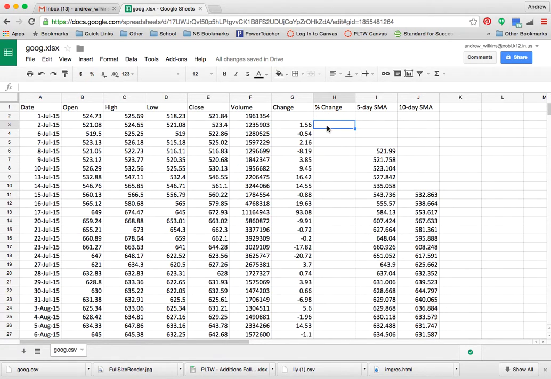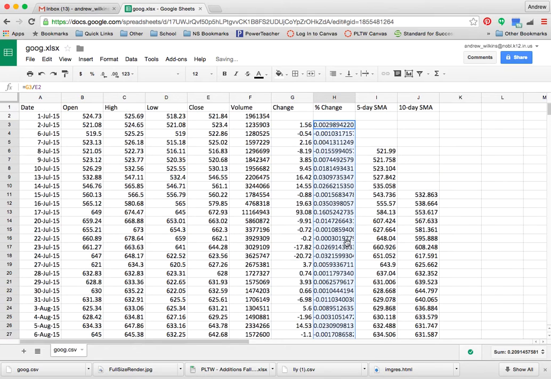We're going to get a formula here. The formula for percent change is we want to take the total change, which is right now in cell G3, and divide that by the previous amount, the previous closing price, which is E2. And there's my formulas I'll put in. I can drag that down and get some numbers.